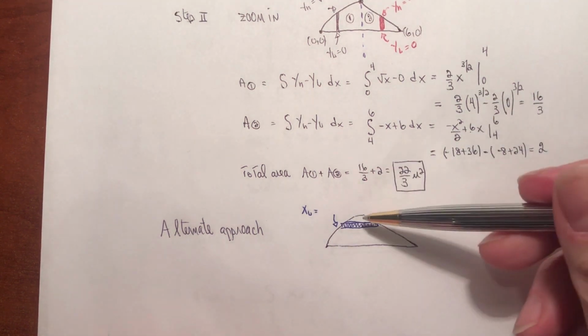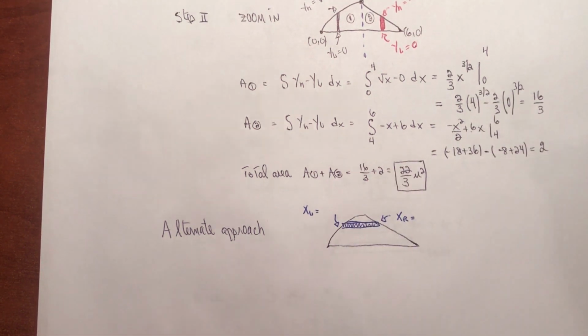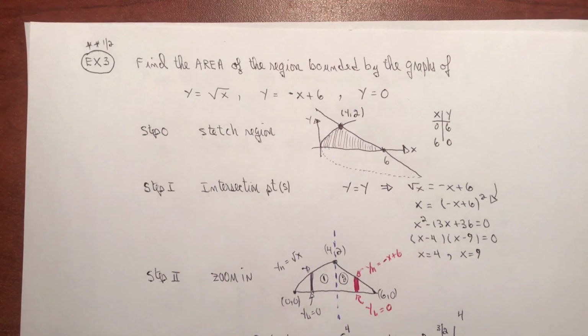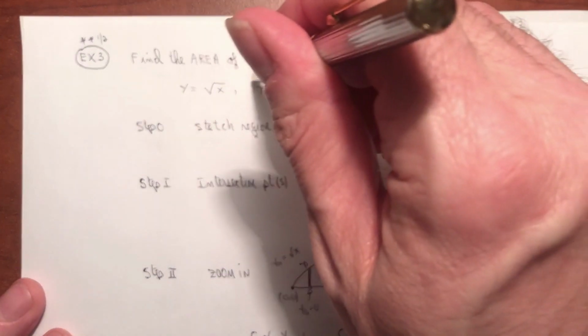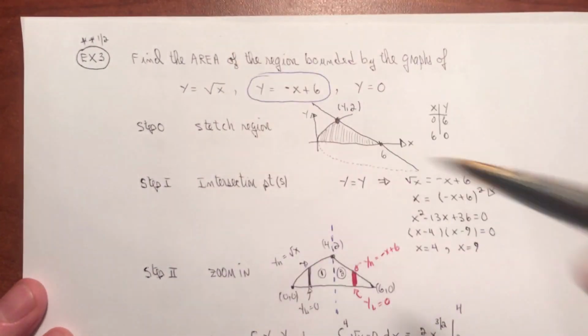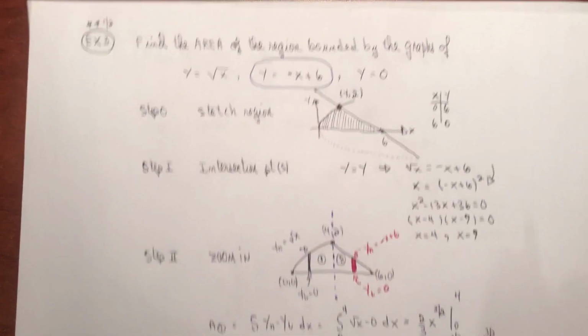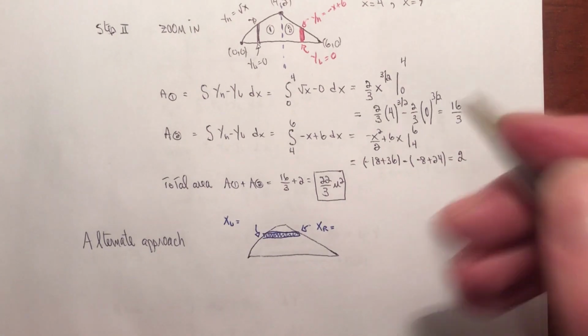In that case, the x to the right lies on the line. What is the x when I am on the line? This is the equation of the line. You want to know what x is, you have to isolate it. Isolate x from this equation, you're going to get 6 minus y. That's what you're going to get.